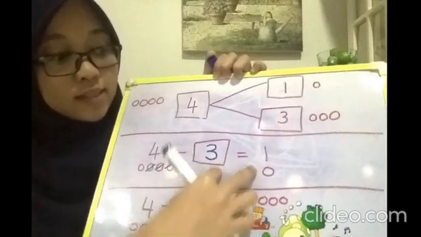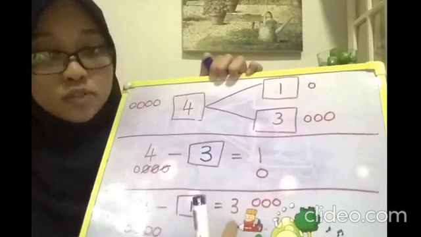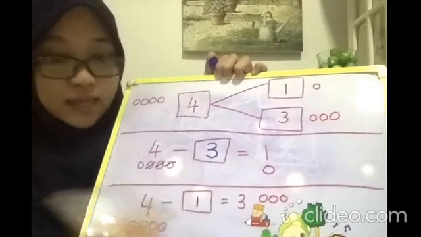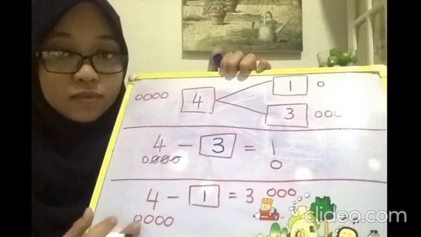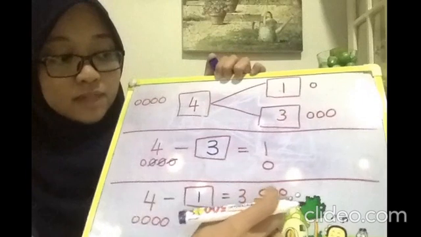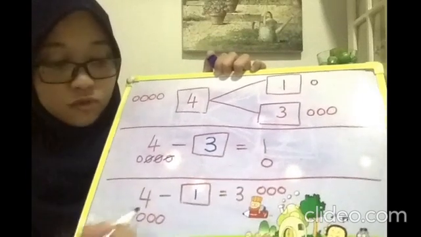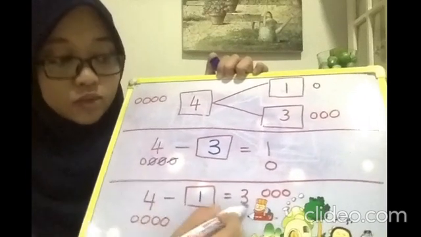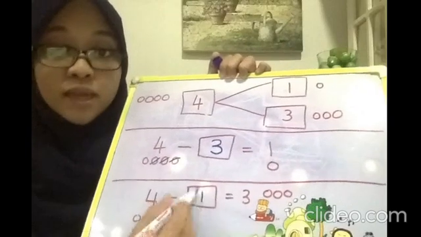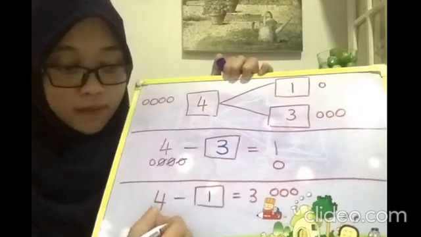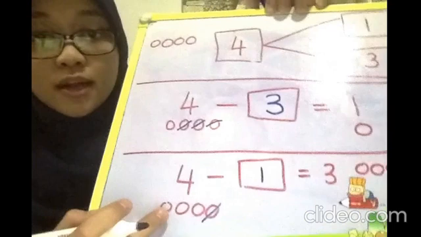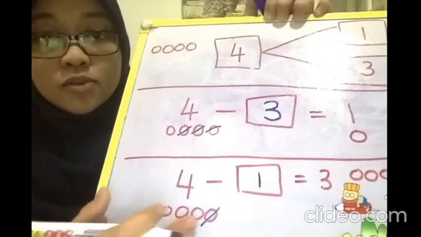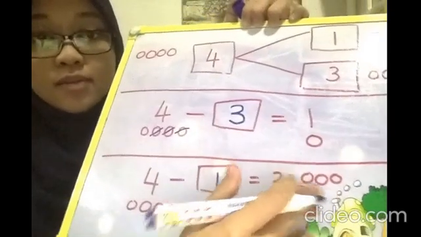Okay, 3 and 1, turn and switch. 3 goes here, 1 goes here. And don't forget the circles. We still have work to do to make it leave us with 3. So 4 minus 1 equals 3. How many do we cross out? 1. So 4 minus 1 equals, aren't they 3? 1, 2, 3. They are the same. They are equal.